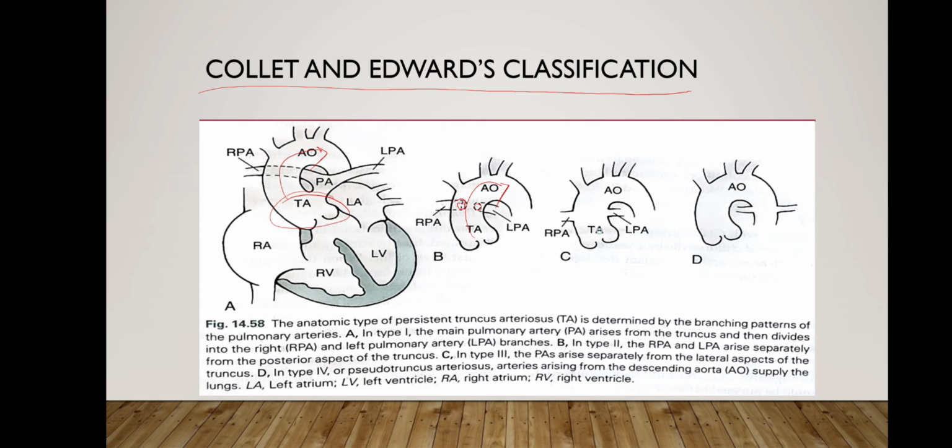Now, in type 3, the right and left pulmonary arteries originate from the side of the truncus arteriosus, and in type 4, the pulmonary artery originates from the descending aorta, and it looks like a twig because the flow is less. So these are the different types of persistent truncus arteriosus.